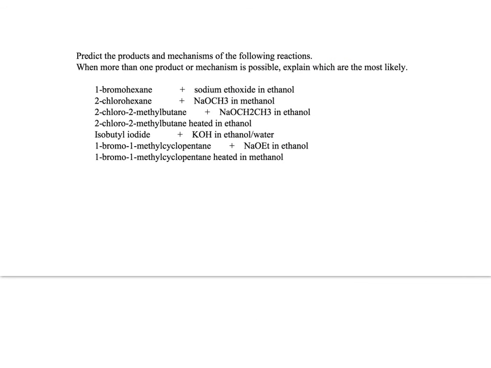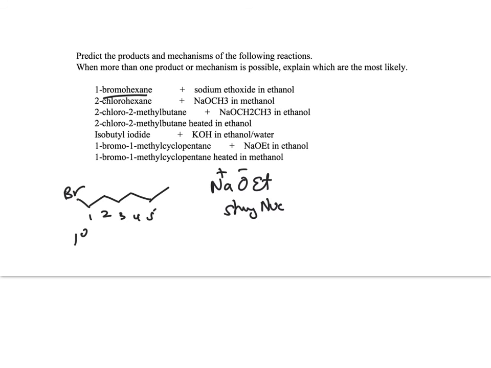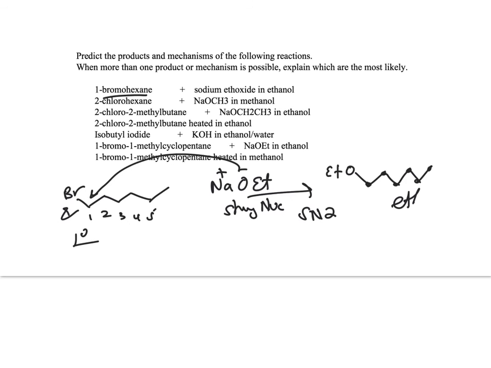Okay, predict the products and mechanisms of the following reactions. When more than one product or mechanism is possible, explain which are most likely. So you have 1-bromohexane. Look at that, that's a primary, and sodium ethoxide. So you have a strong nucleophile. You have a primary alkyl halide. This is going to be SN2 every day of the week. And what's your product going to be? 1, 2, 3, 4, 5, 6. There's your ether.